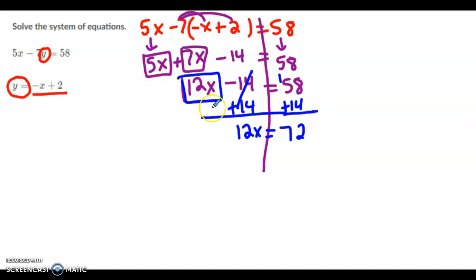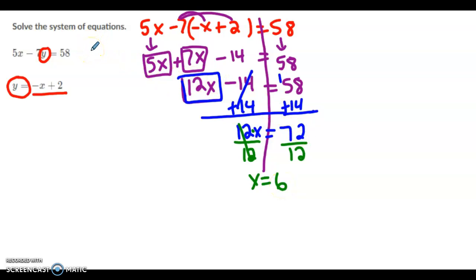Okay, so anyways, now that I have this, I've still got to get x by itself. Right now it's 12 times x. The opposite of multiplying is dividing. So I'm going to divide 12 from each side. And 72 divided by 12 is 6. So we've done all this work and we've solved this equation, but we are not done yet.